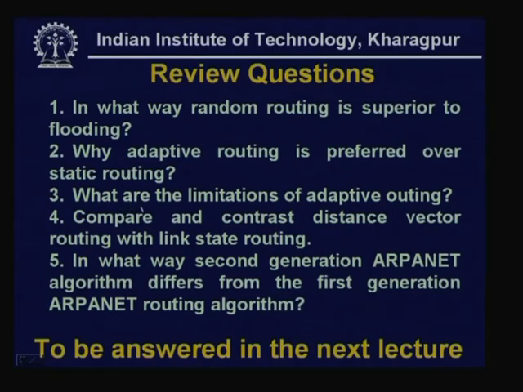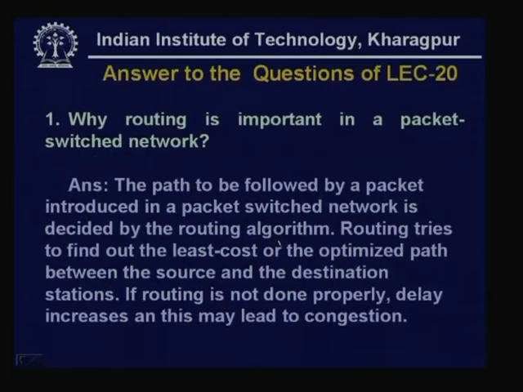Third question is, what are the limitations of adaptive routing? Fourth question is, compare and contrast distance vector routing with link state routing. Fifth question is, in what way second generation ARPANET algorithm differs from the first generation ARPANET routing algorithm. So, these questions will be answered in the next lecture.